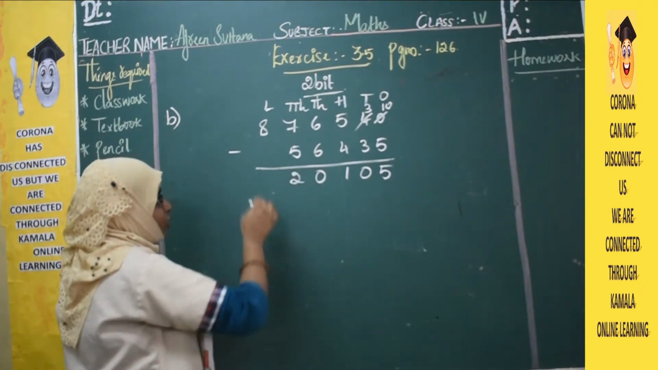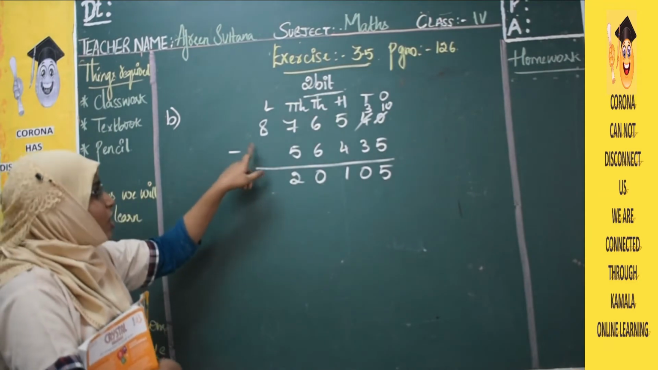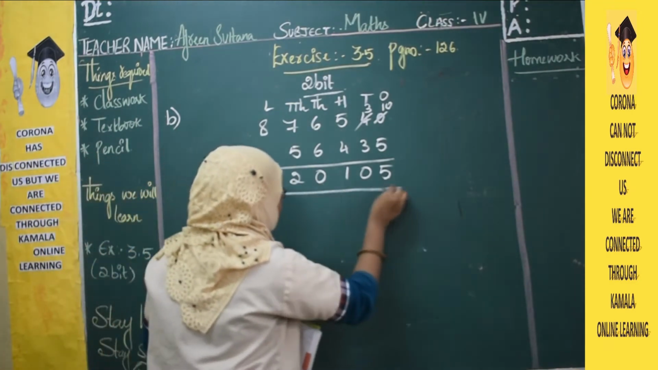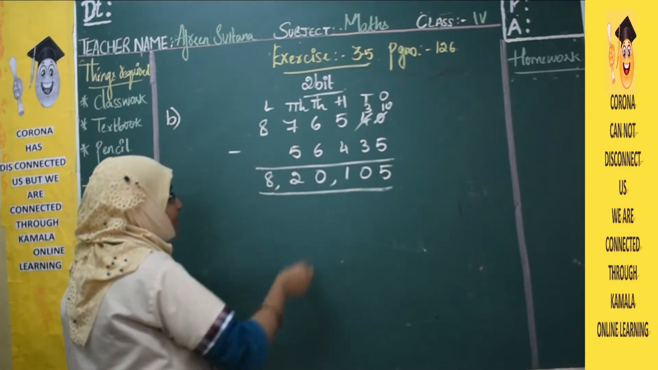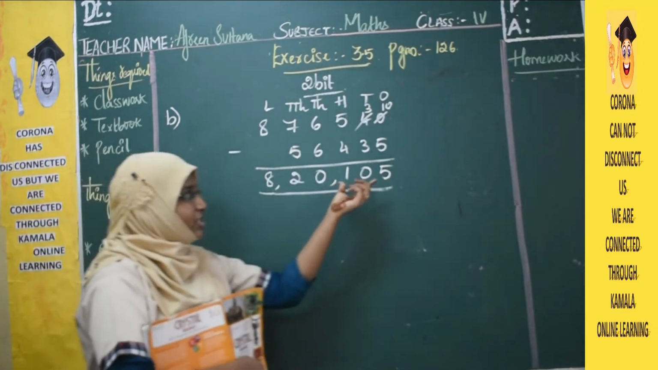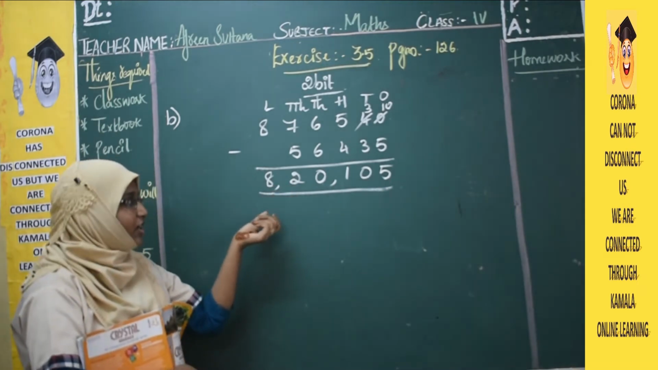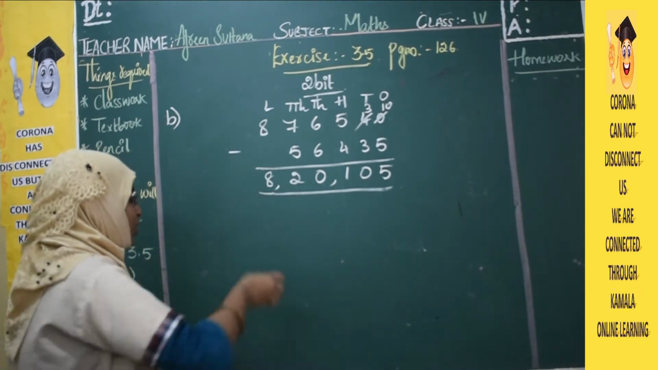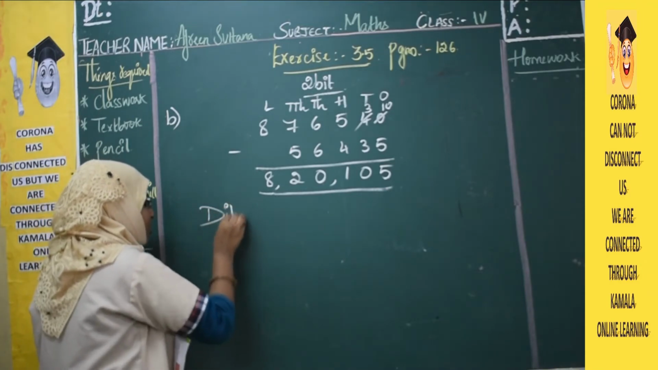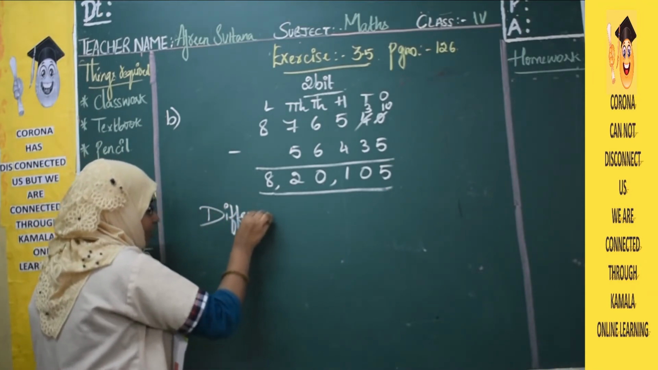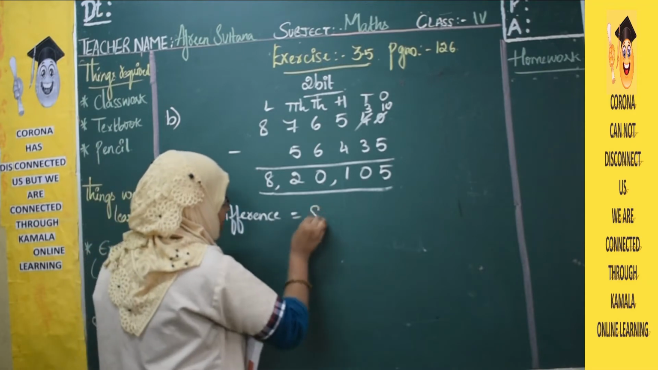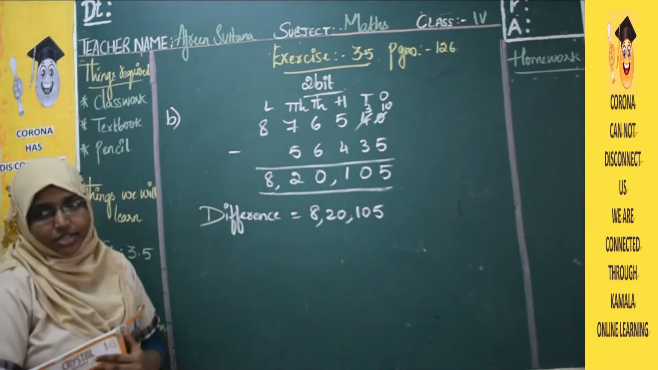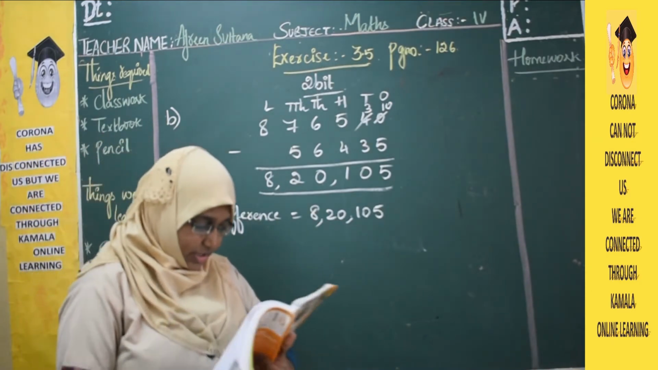And if you see, there is no number here. If we assume there is a 0, then 8 minus 0 is 8. If we subtract 0 from any number, we get the same number. If you put commas, first after 3 digits, then after 2 digits, this is 8,20,105. So the difference is nothing but our result, right? So let us write, difference is equal to 8,20,105. That is our answer.